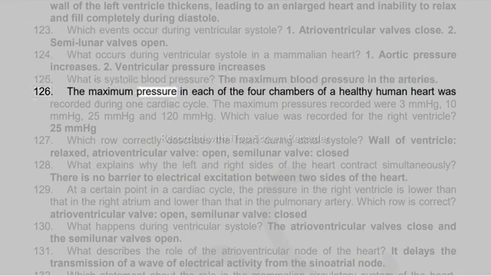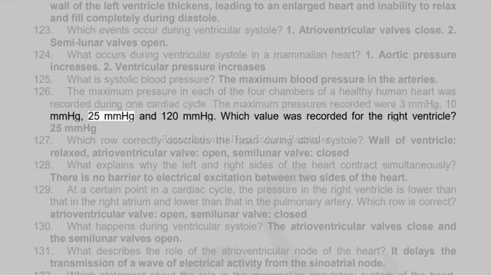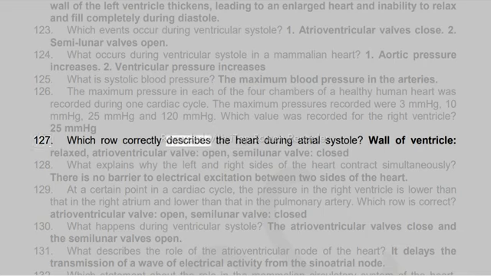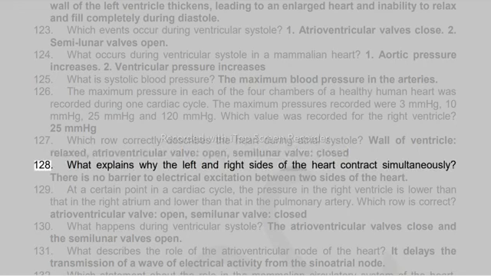126. The maximum pressure in each of the 4 chambers of a healthy human heart was recorded during one cardiac cycle. The maximum pressures recorded were 3 mm of mercury, 10 mm of mercury, 25 mm of mercury, and 120 mm of mercury. Which value was recorded for the right ventricle? 25 mm of mercury. 127. Which row correctly describes the heart during atrial systole? Wall of ventricle, relaxed; atrioventricular valve, open; semilunar valve, closed.